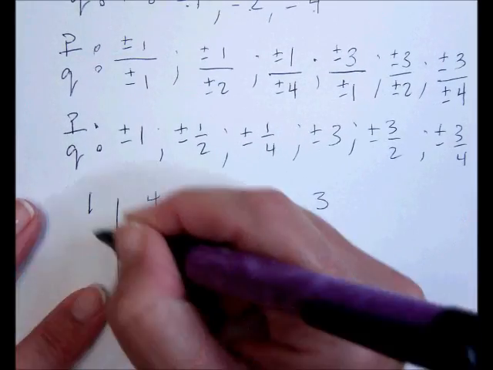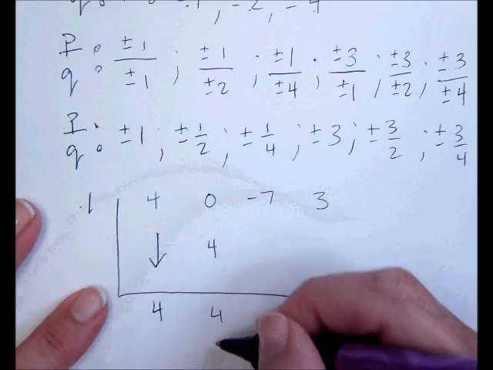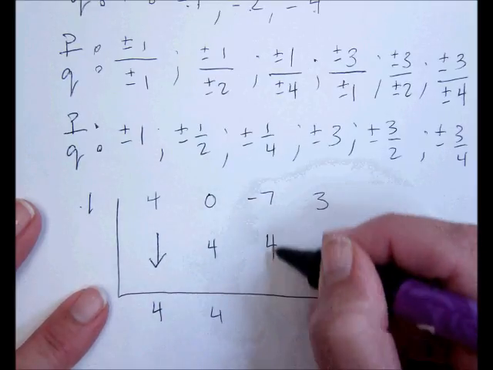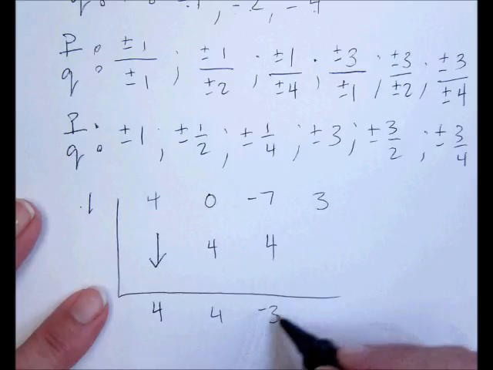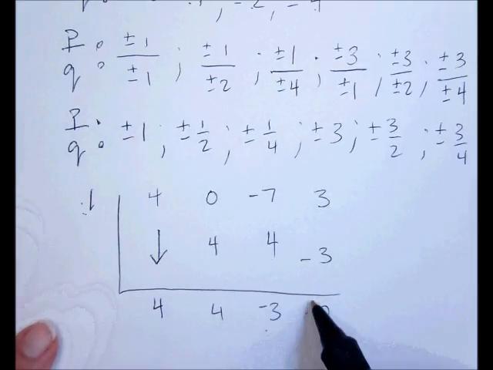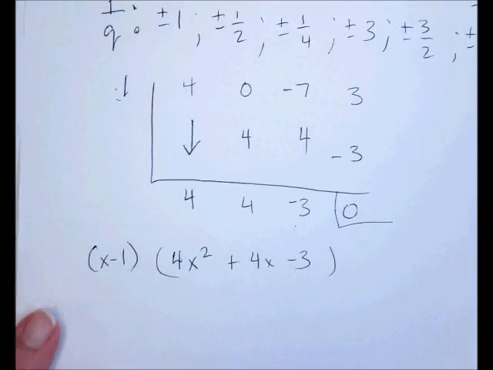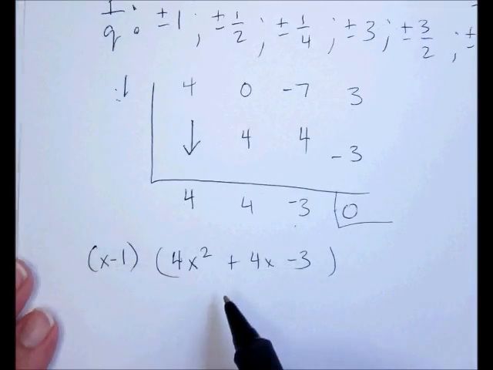I bring down the 4. 1 times 4 is 4. 0 plus 4 is 4. 1 times 4 is 4. Negative 7 plus 4 is negative 3. And then 1 times negative 3 is negative 3. So as expected, my remainder is 0. So from here, I can list my quadratic, and that's going to be 4x squared plus 4x minus 3. And I know already that I can factor out a 1, where x is equal to 1. So I say x minus 1.